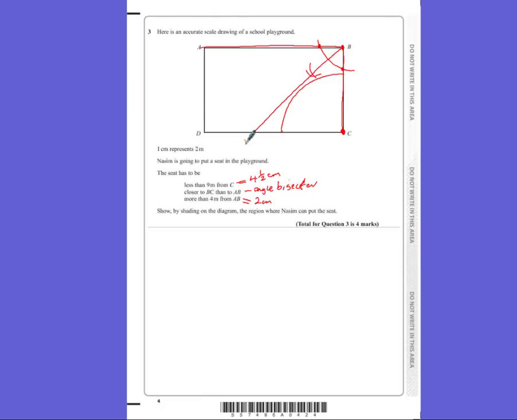which goes through like that. It also says it has to be more than 4 metres from AB. So 4 metres from AB would be 2 centimetres on our drawing, which is just about here. So we go over. I think I'm a little bit out with this, but you need to do it accurately with a ruler and compass. So the area that it will be allowed to be in is this area here, for your 4 marks.